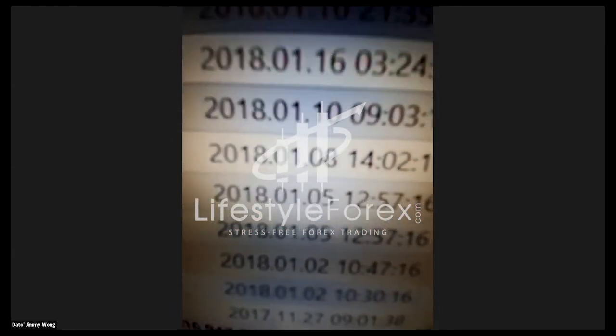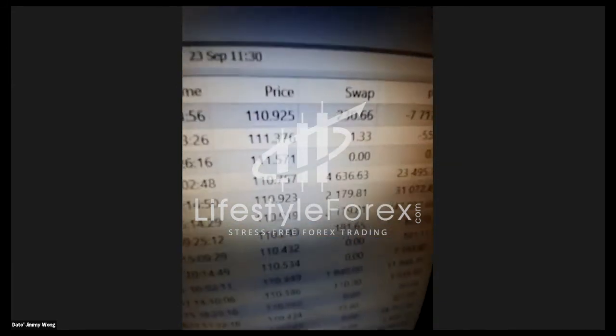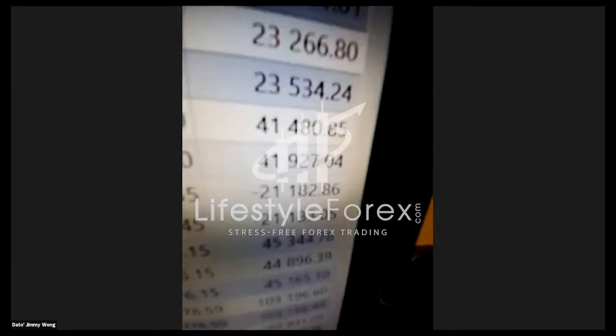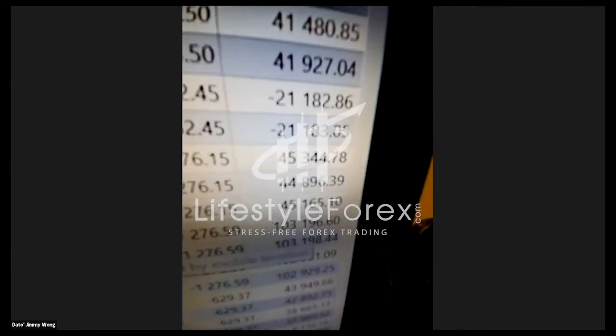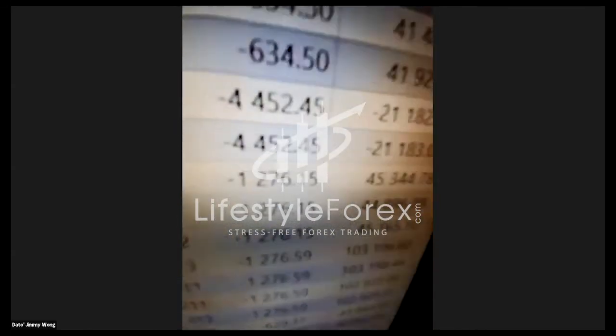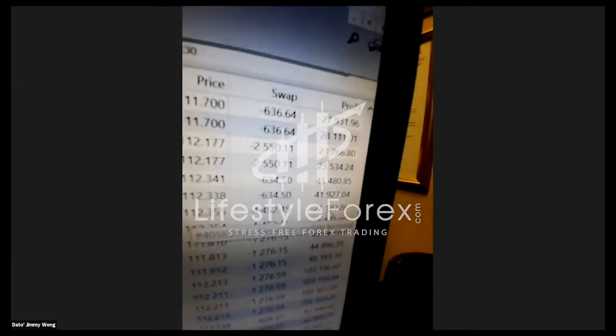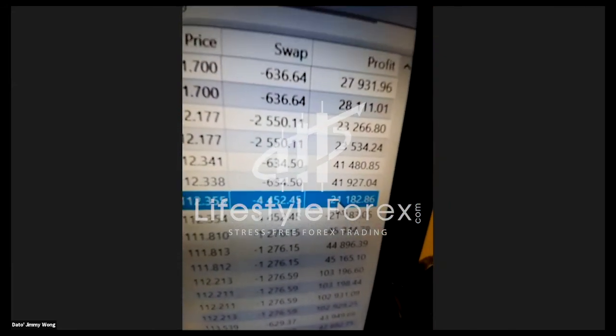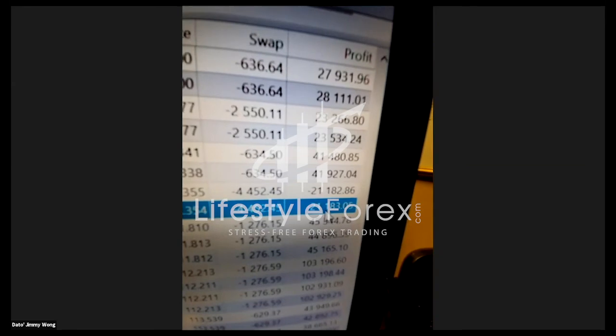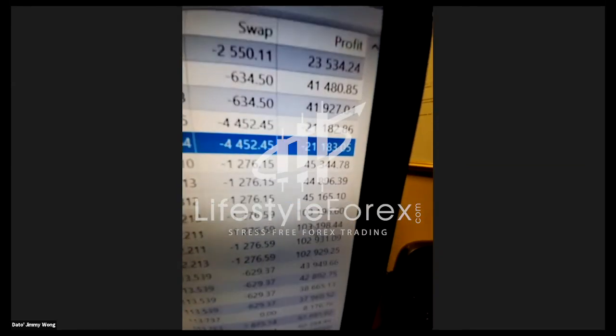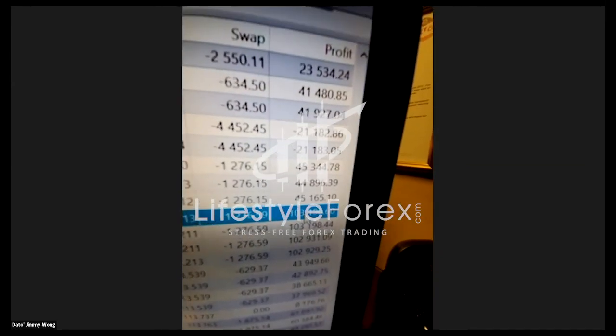So check out the date again: 27th of November 2017. I'll scroll up all the way. See, I do have losses as well. Look carefully, I do have losses as well. Whoever says they don't have losses, it's all bullshit. I do have losses. Just that my profit is much bigger than my losses.